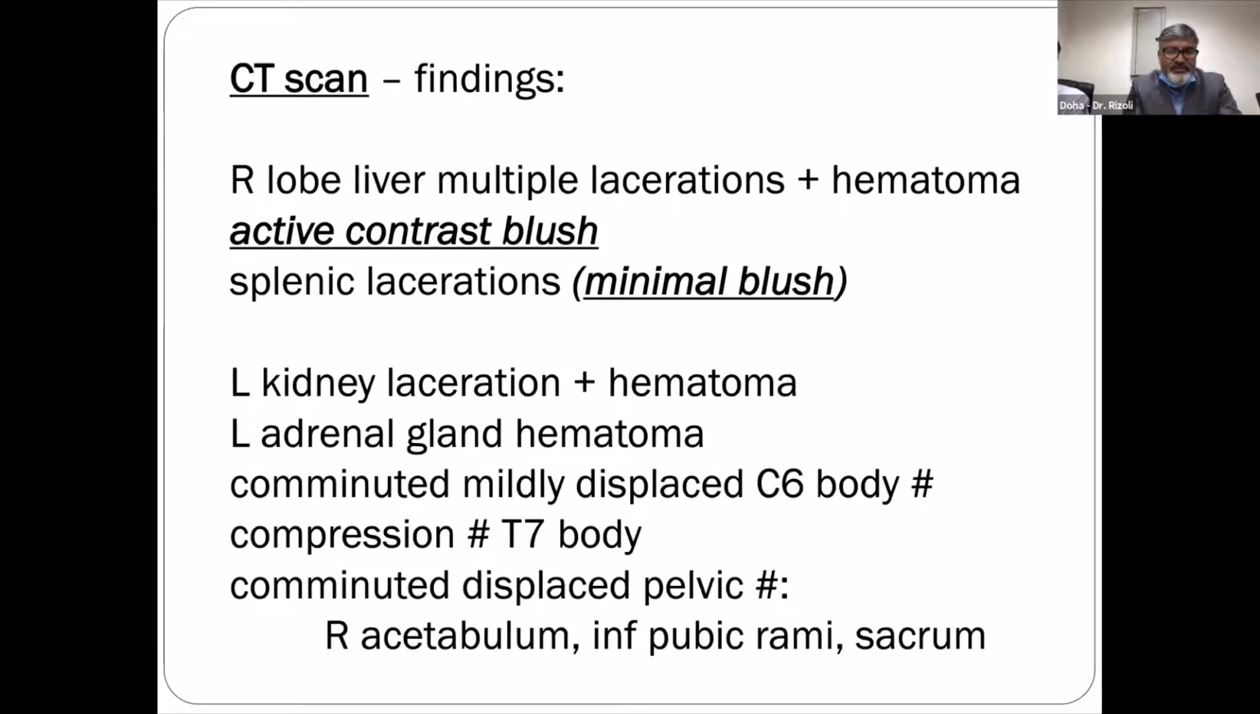And the spine showed that he had a displaced body fracture of the C6 vertebra and a compression fracture of the T7 body. And the pelvis showed a right pelvic fracture involving the inferior pubic ramus and the sacrum. Not a big pelvic hematoma, not a significant hematoma there.